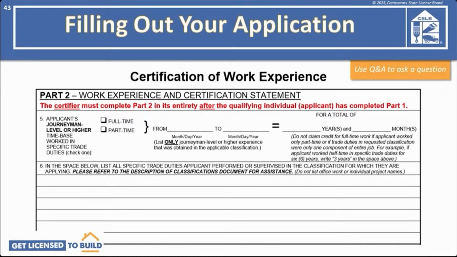On line 6, your certifier will need to list the duties that you performed or supervised that are considered relatable for the classification that you are applying for. You can read a description of trade duties in CSLB's Description of Classifications booklet available on our website. Do not copy and paste the description from the booklet. This is only to give you an idea of what CSLB considers related trade duties for each classification. Your certifier should complete this section in their own words and be as complete and accurate as possible.